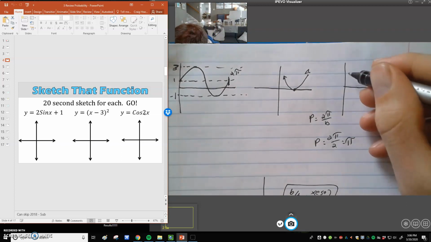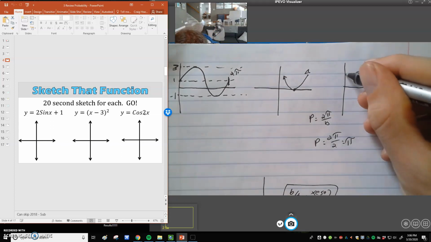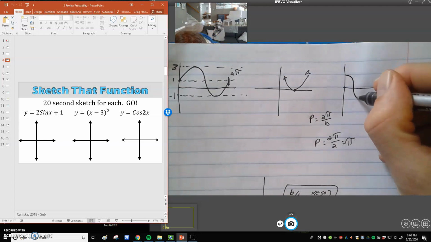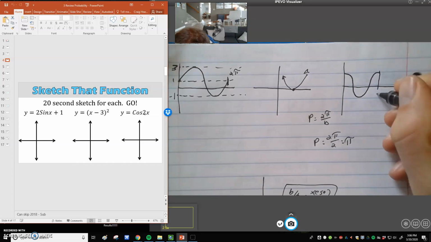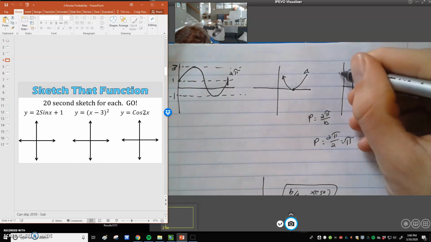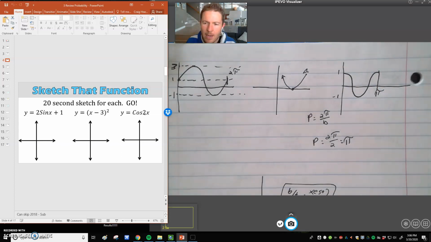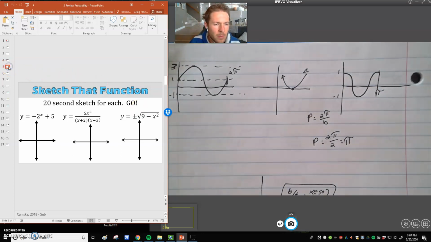Now remember, cosine starts at its maximum. So here, let me draw some sort of cosine curve, and this value there is now pi. It goes up 1, it goes down 1. There are those 3 functions. Let's look at the next one.